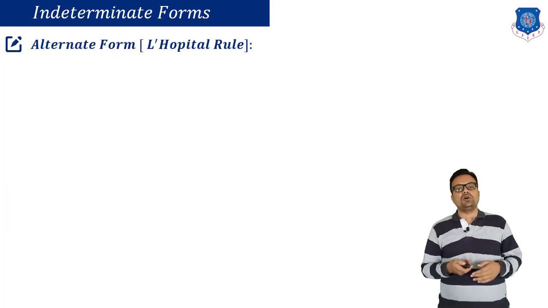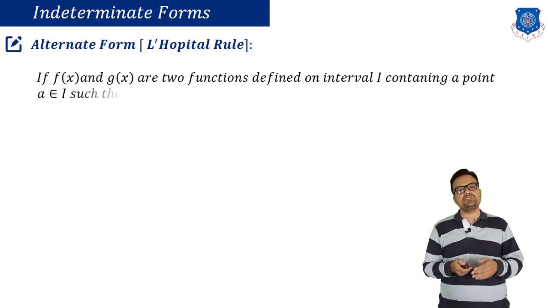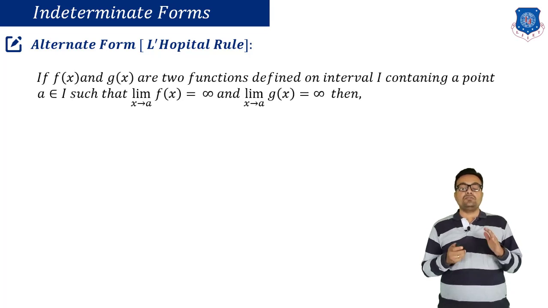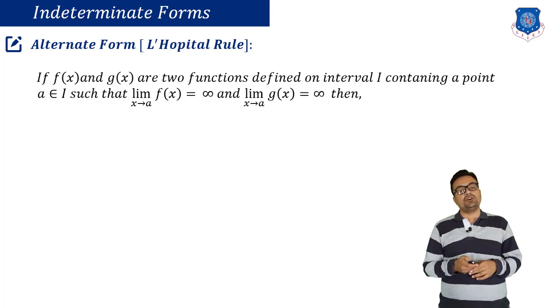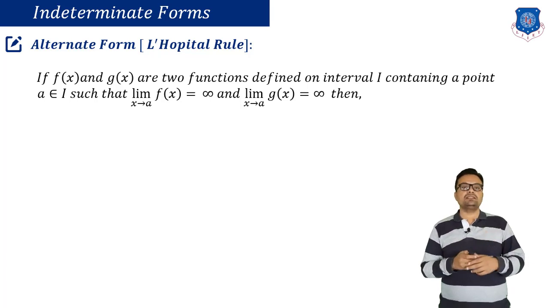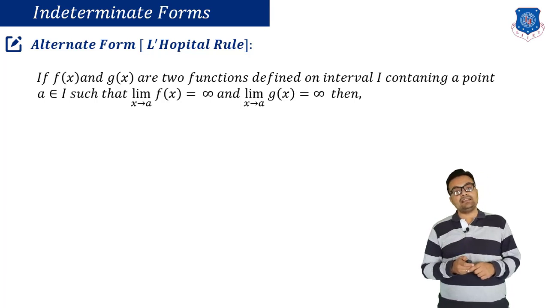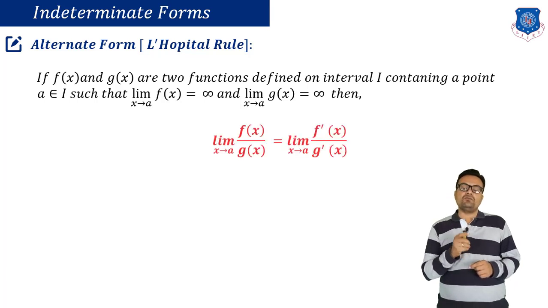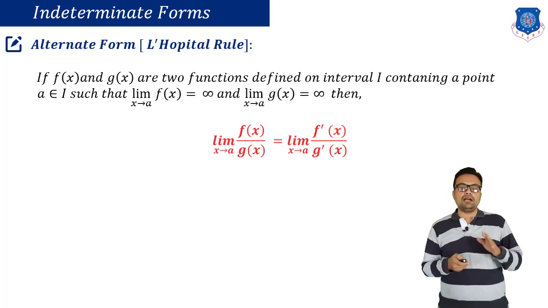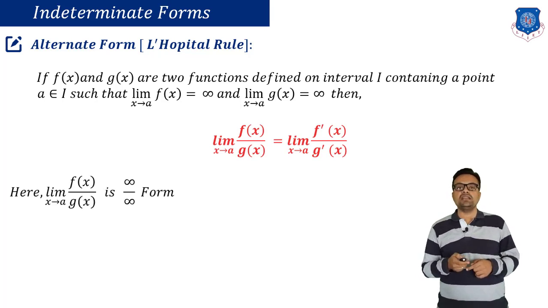Now, what is the alternate form of the L'Hopital rule? If two functions f and g are well defined on some interval I, well defined in the sense that at the point a they are not defined or they are not giving a finite answer, at the rest of the values they are scalable. If this is happening, f of x at limit x tending to a is infinity, g of x at limit x tending to a is infinity, in that case again you can apply the same formula of the L'Hopital rule, but in this case it is known as infinity by infinity.